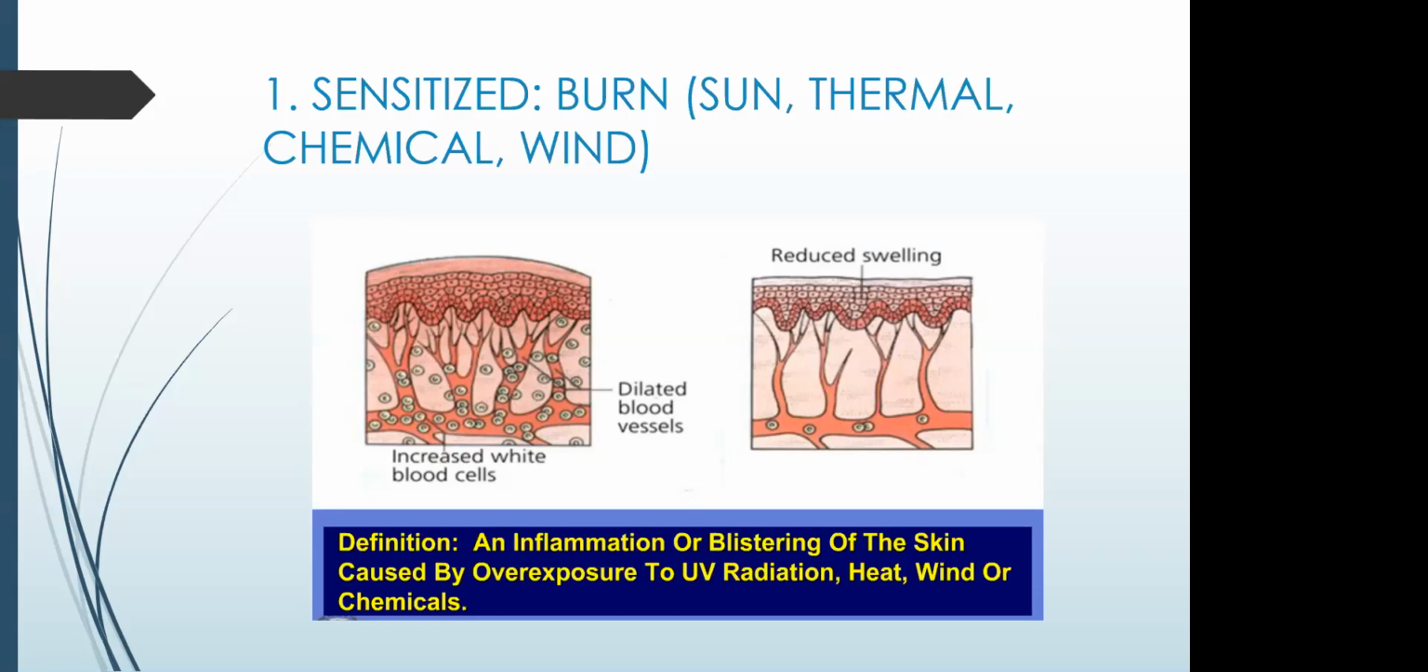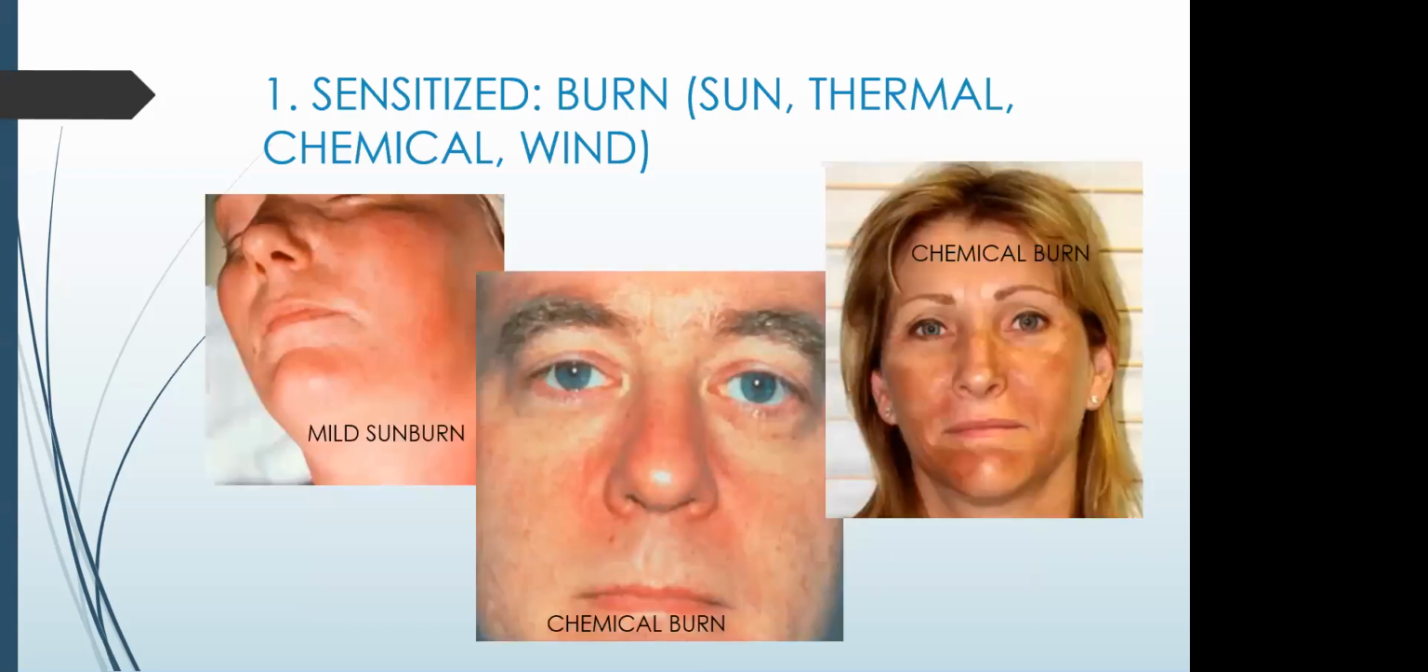Heat is damage to skin tissue due to excessive temperatures such as waxing, curling irons, flat irons. Chemical sensitivity is an overexposure to chemicals such as alpha hydroxy acids or chemical peels. And wind is overexposure to the wind. So here are some examples of sensitized skin. We've got mild sunburn, chemical burn, and severe chemical burn.